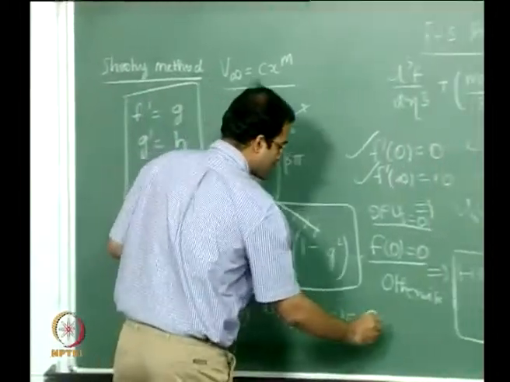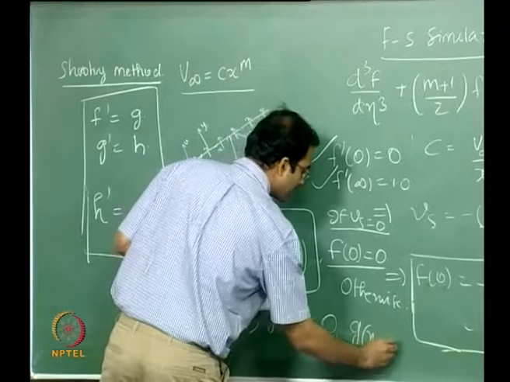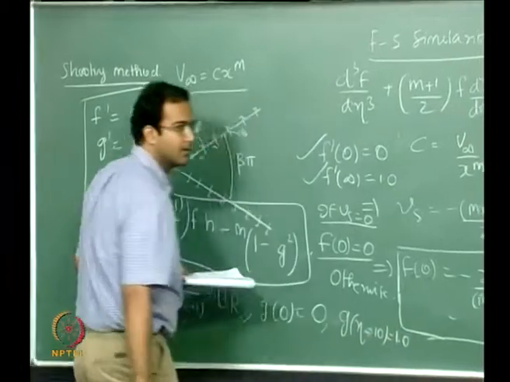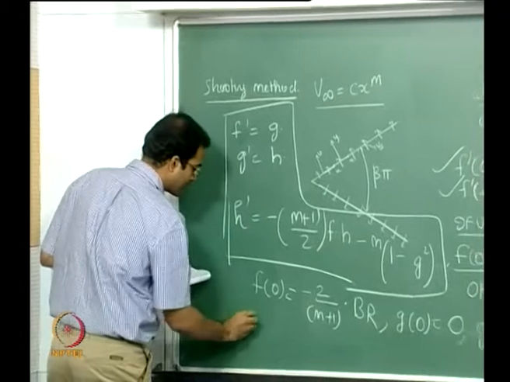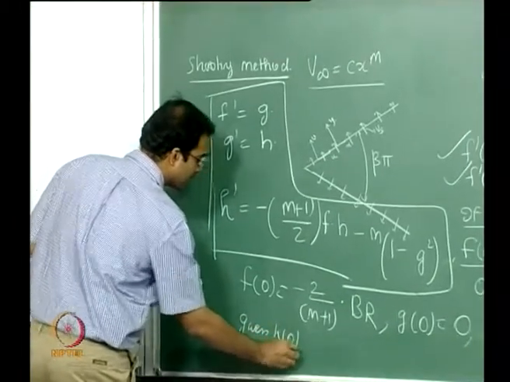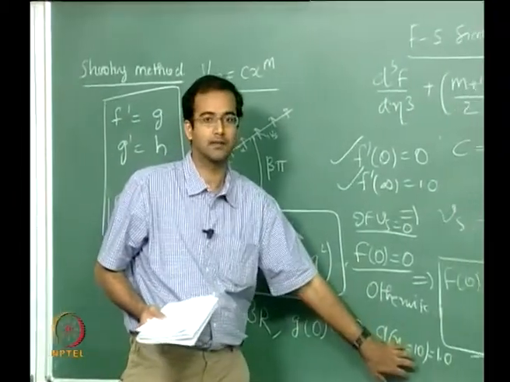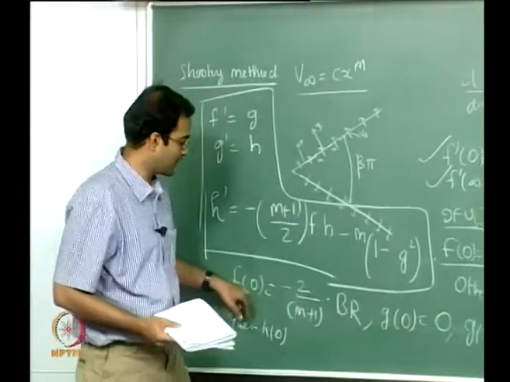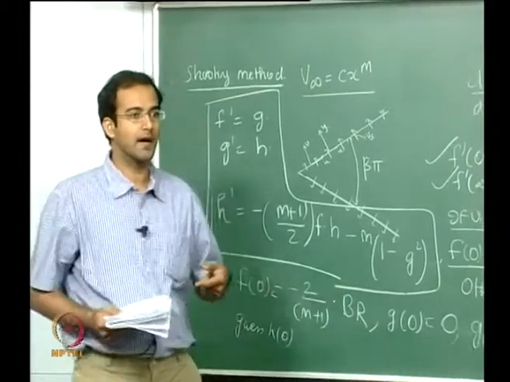The other boundary condition is what? g at a large value of eta, say eta equal to 10 for example, this will be equal to 1. So you do not know the value of h of 0, so once again you can guess the value of h of 0, such that finally this condition is satisfied. So you know the value of f of 0, g of 0, you do not know the value of h of 0, so you guess h of 0 iteratively.